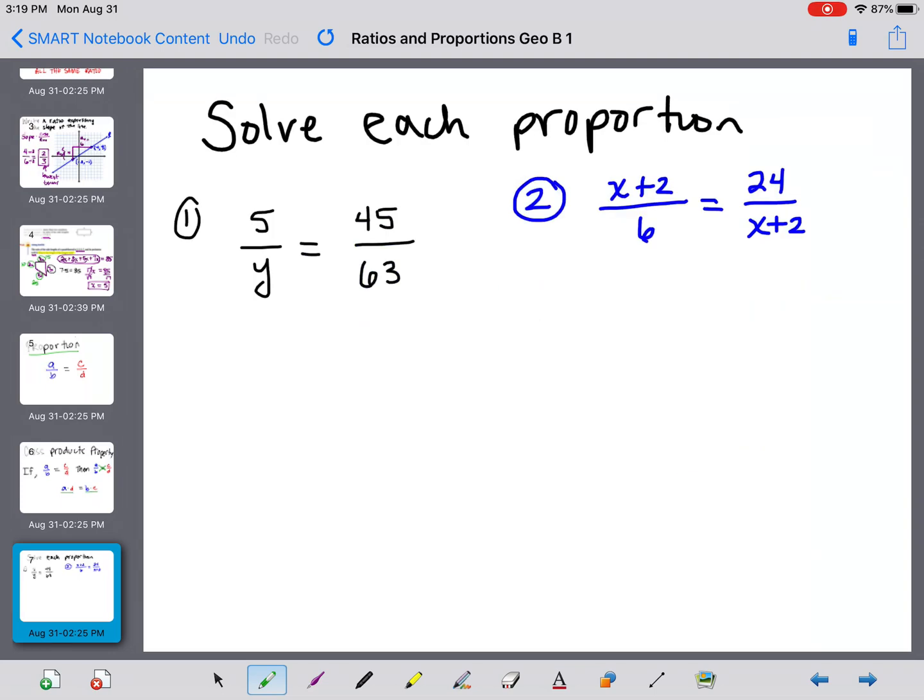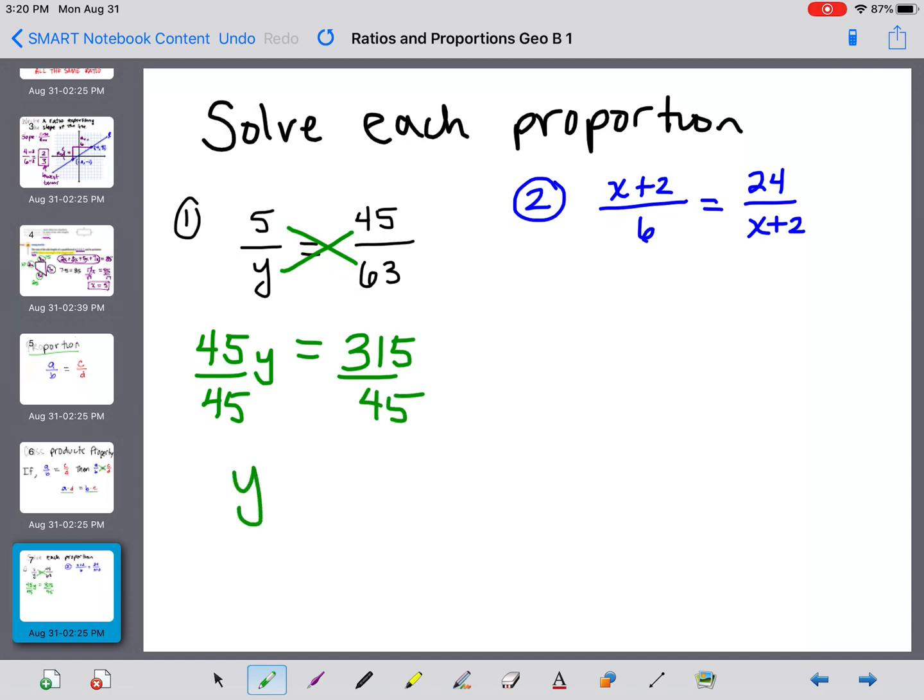We need to solve each proportion. When we go to cross multiply, I always like to multiply the variable first to keep it on the left side. So if I do y times 45, we can write that as 45 times y equals 5 times 63. 5 times 63 is 315. Divide by 45, and we get y equals 7.